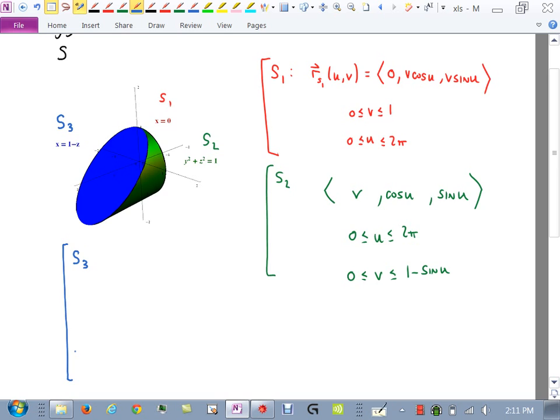All right, tell me about this blue thing here. What does it look like if I look down the x-axis? Circle. So I need everything and everything inside, right? The only way I can do that is v cosine u, v sine u. That'll draw me my circle, but I need it to come towards me and away from me, and that's the x-coordinate.